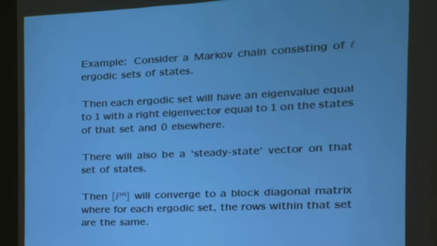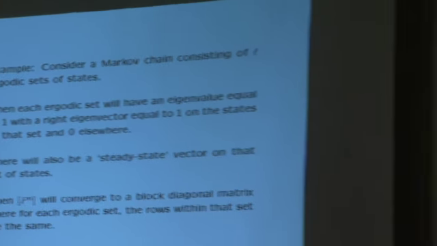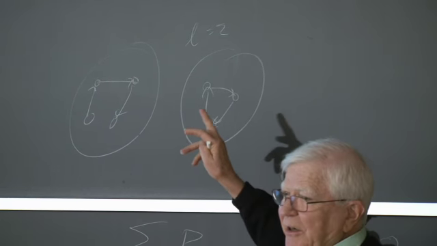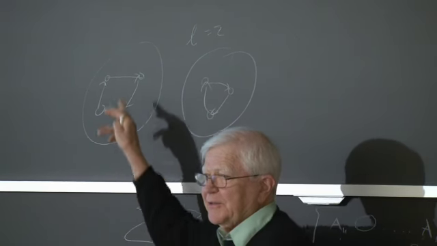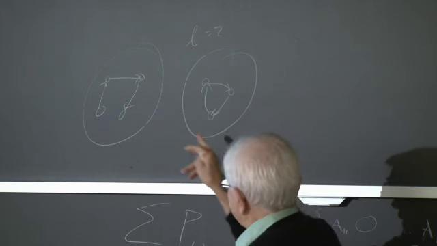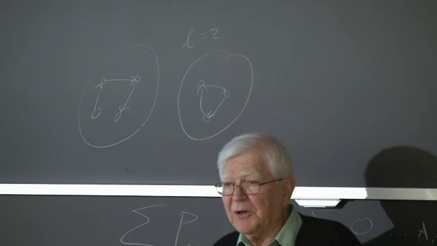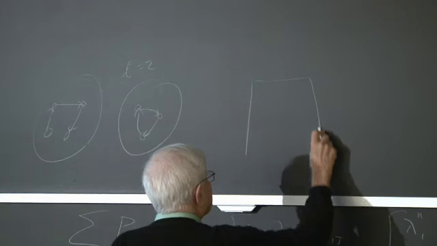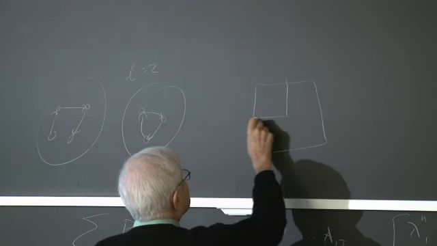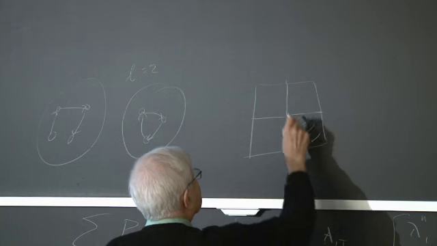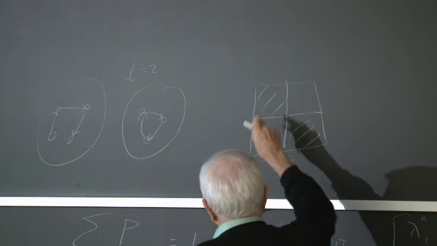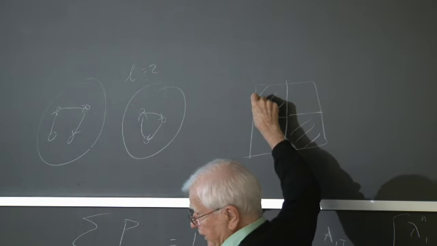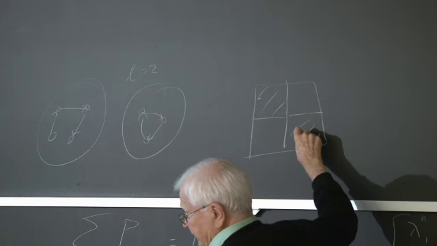Anybody with any sense, faced with a Markov chain like this, would say, if we start here, we're going to stay here. If we start here, we're going to stay here. Let's just analyze this first, and then after we're done analyzing this, we'll analyze this, and then we'll put the whole thing together, and what we will find is a transition matrix which looks like this. If you're here, you stay here. If you're here, you stay here. We can find the eigenvalues and eigenvectors of this, and of this.